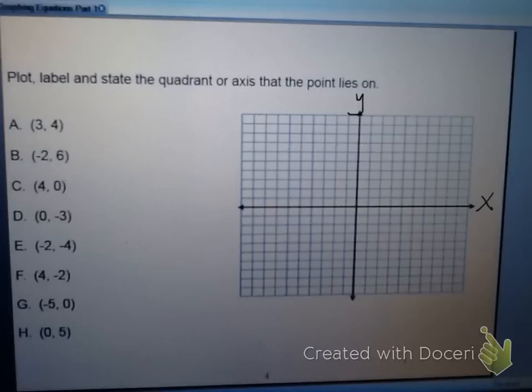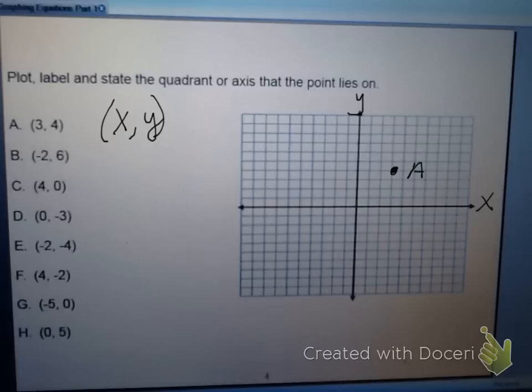When you go to plot a point, you start at the origin and you go, if it's positive, to the right. If it is negative, you go to the left. Then your y point, you go up if it's positive, down if it's negative. So let's plot point A. You start at the origin and you go over 3, up 4. And that is point A.